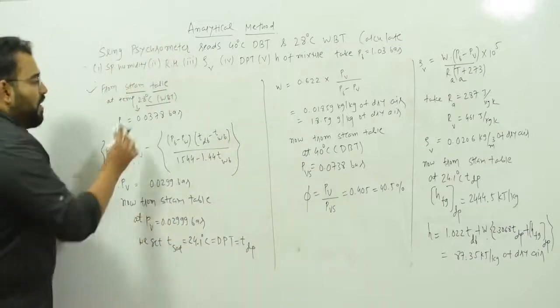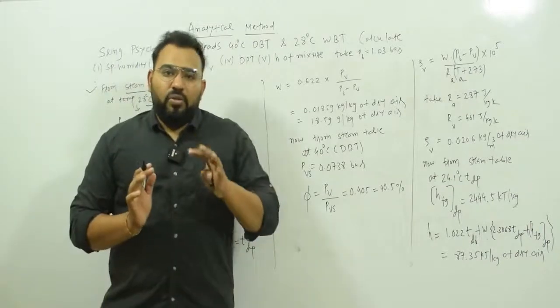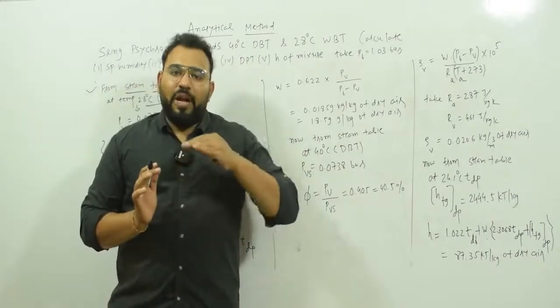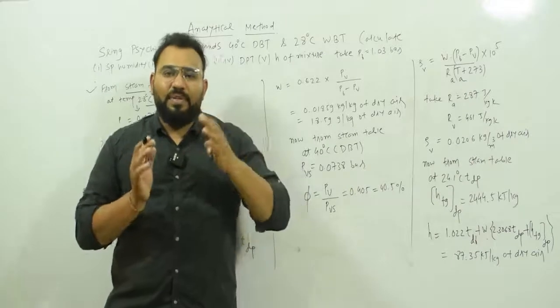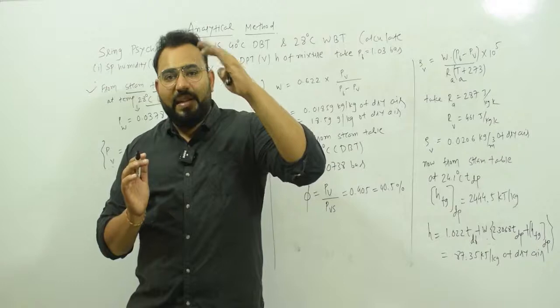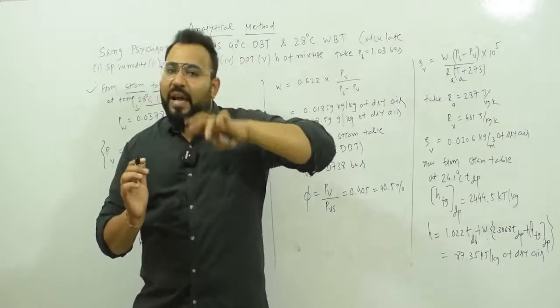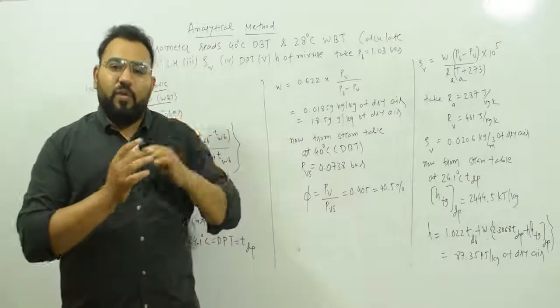Now find a temperature of 28 degrees Celsius in the steam table. Sometimes in the steam table you don't have 28 degrees Celsius, but if you have the 27 degrees Celsius and 29 degrees Celsius values, you can take the average of those and find the value for 28 degrees.